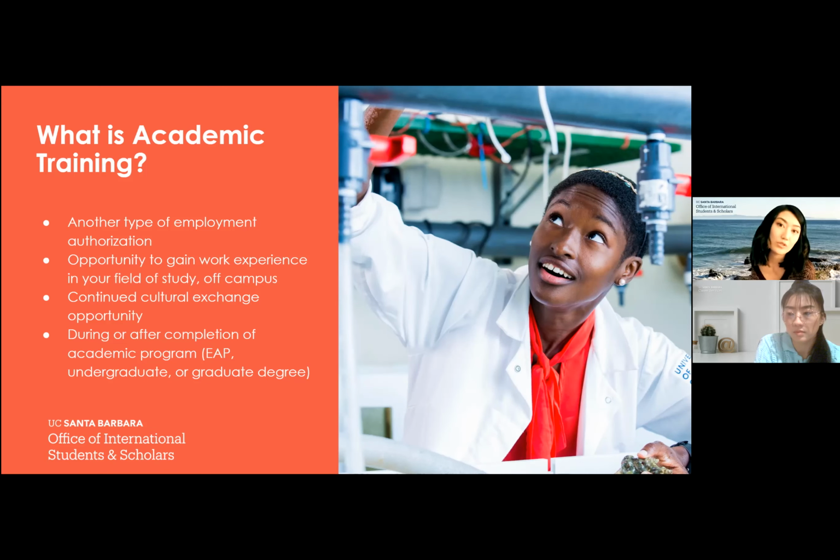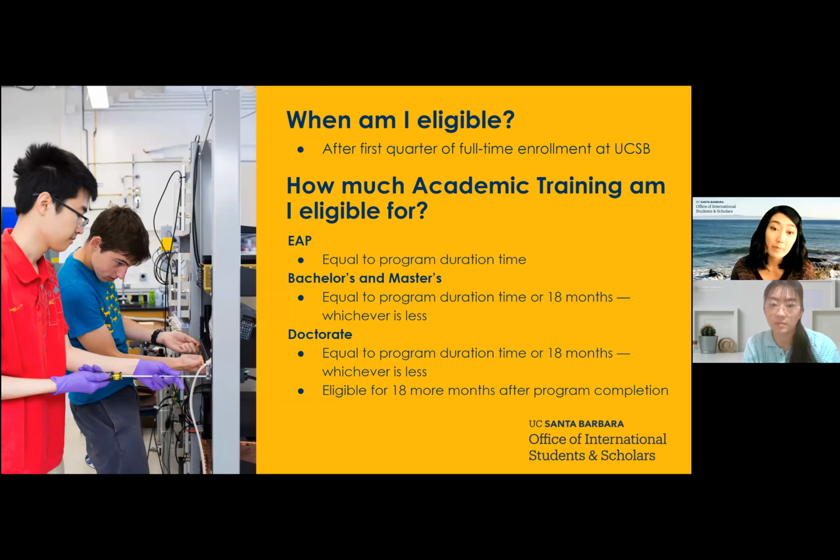And it allows you to engage in continued cultural exchange, as well as occurring either during or after completion of your academic program. When am I eligible? After the first quarter of full-time enrollment at UCSB. So if your very first quarter at UCSB is fall 2020, then the earliest that you can be authorized for academic training is winter of 2021.